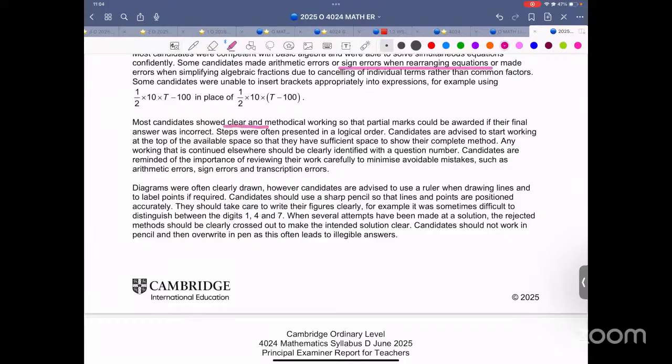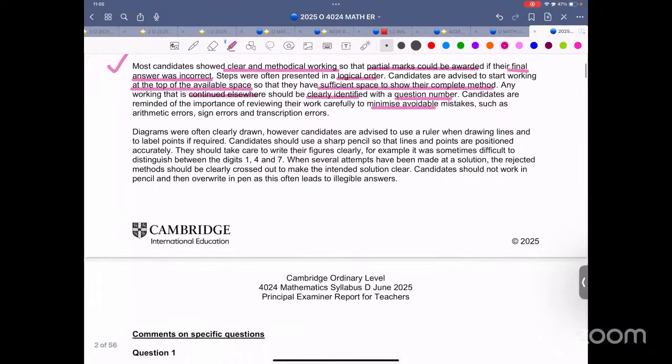Most candidates showed clear and methodical working so that partial marks could be awarded if the final answer was incorrect. This is the most important wording. Steps were often presented in a logical order. Candidates are advised to start working at the top of the available space so that they have sufficient space to show the complete method. Any working that is continued elsewhere should be clearly identified with the question number. Candidates are reminded of the importance of reviewing the work carefully to minimize avoidable mistakes such as arithmetic errors, sign errors, transcription errors. Diagrams were often clearly drawn.